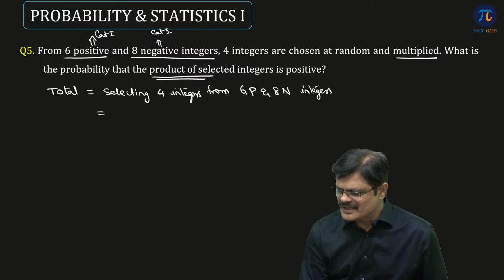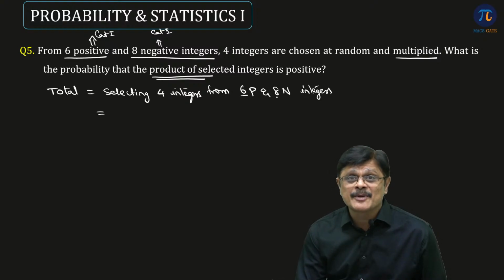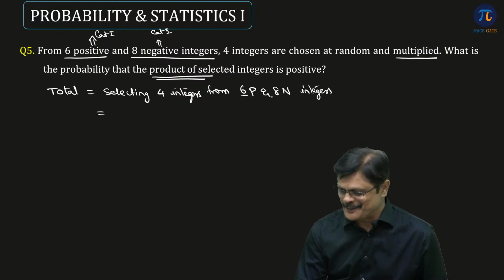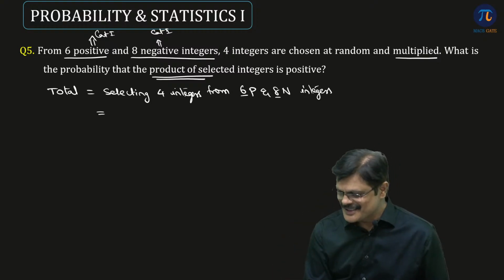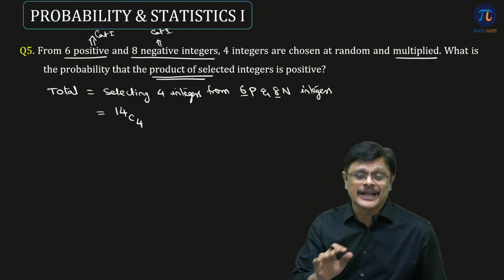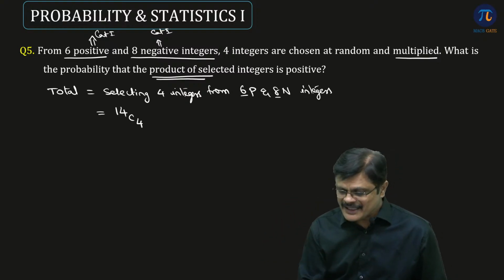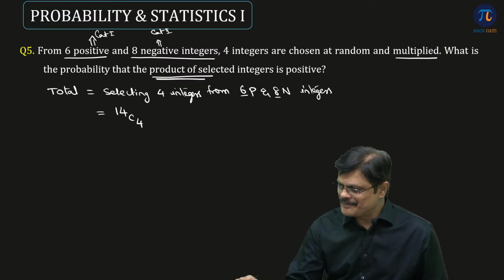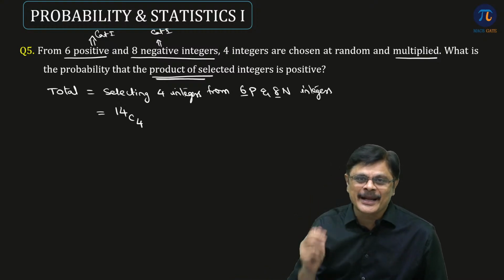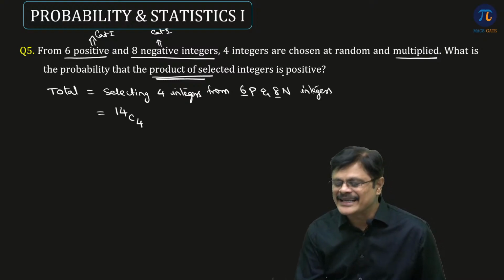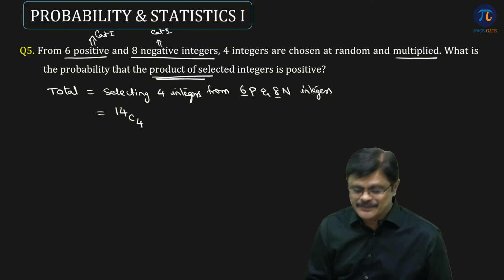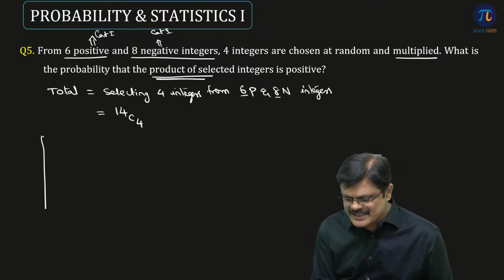So what is the answer? Total, sorry, not 12, 6 plus 8 is 14. Be careful. Total 14 integers are there. From that you are selecting 4 integers. So from 14 you are selecting 4, my dear friend. This is without any restriction. But in the problem there was a condition, a constraint applied. What is the constraint applied? What is the probability that the product of selected integers is positive? So first let us see the possibilities here.